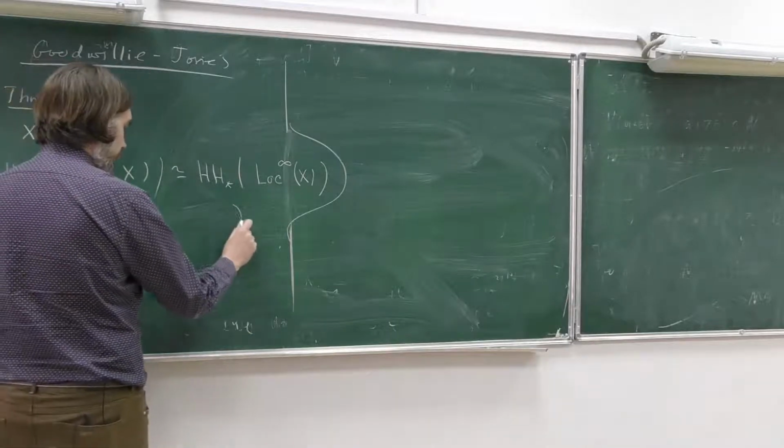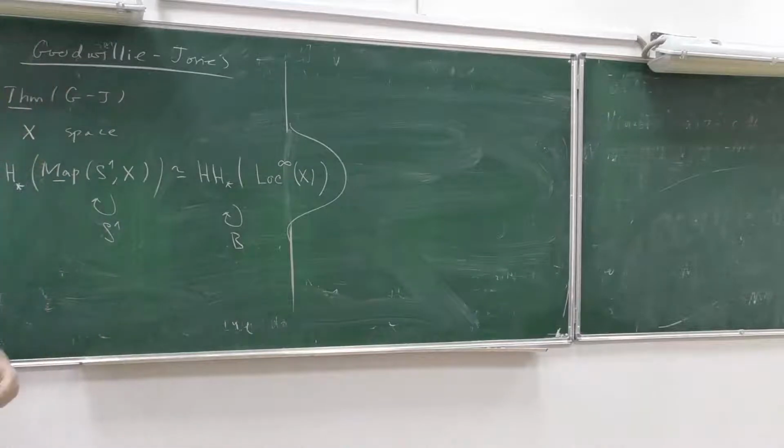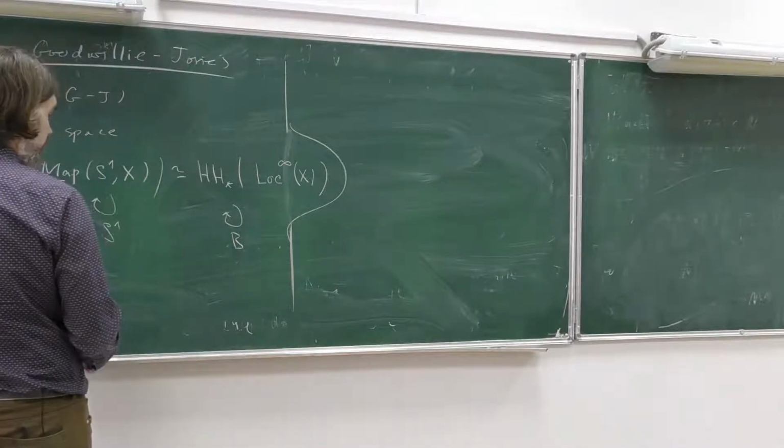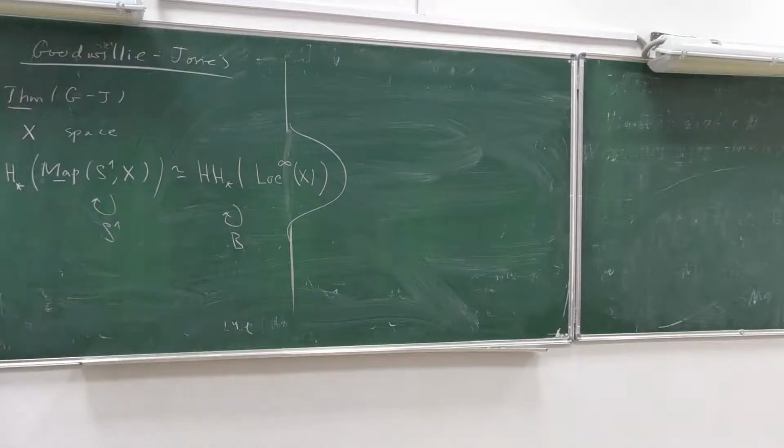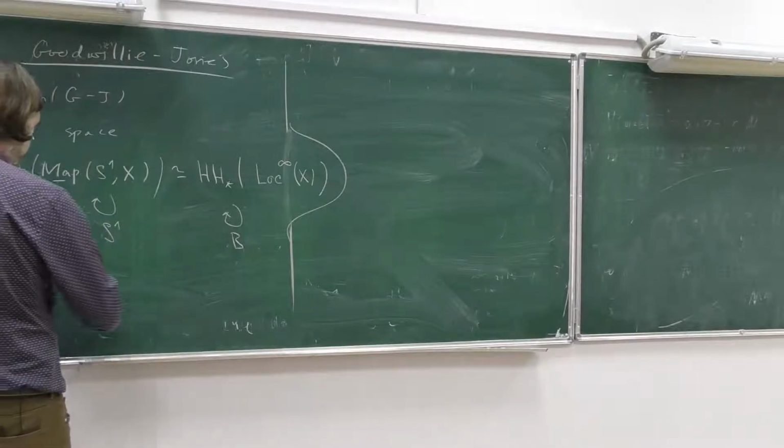And over here, I have the Connes B operator, which is the generator of a circle action, of the homology of the circle on the Hochschild complex. So the theorem is that this is a circle equivariant equivalence, and it also works at the chain level. So this is what the theorem roughly says.